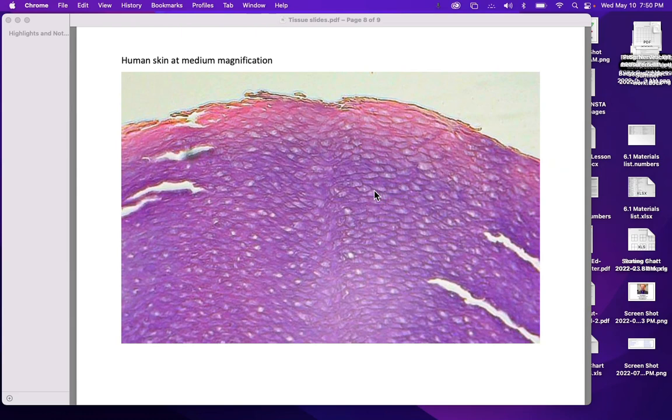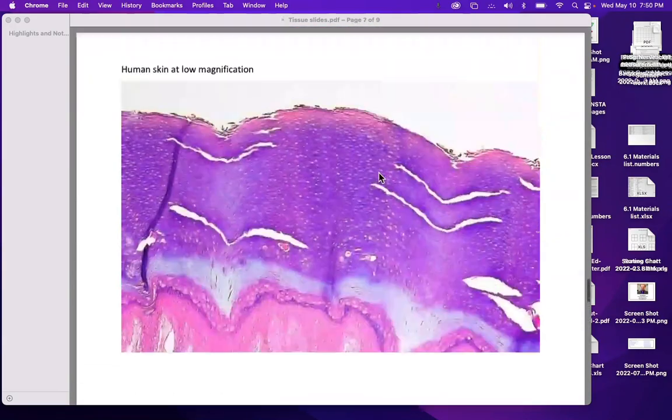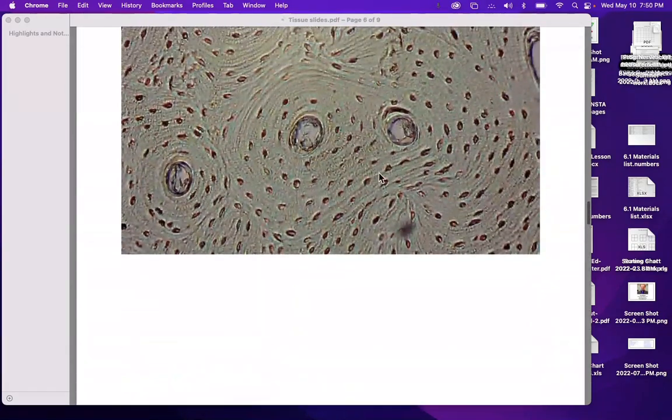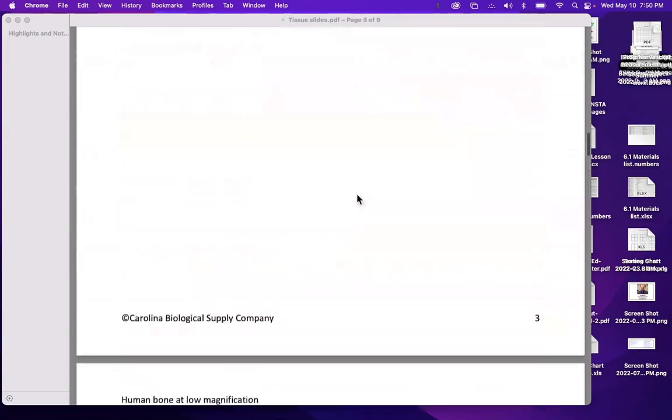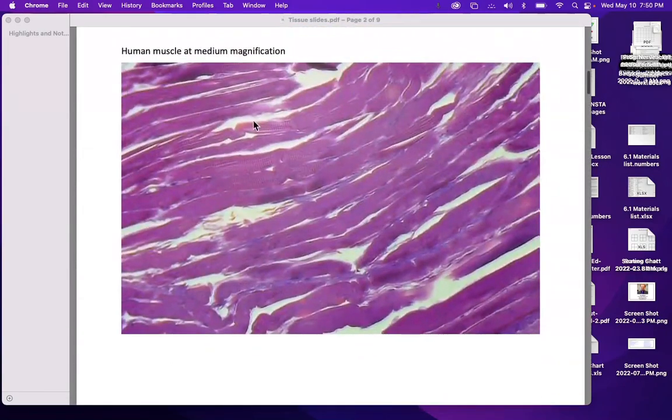Lots of cells of the same type working together is called a tissue. So this would be skin tissue, because it's skin cells working together. This would be bone tissue, because it's bone cells working together. And this would be muscle tissue, because we have muscle cells working together. So we just wanted to point out what a cell looks like. A lot of people had a little confusion about that.